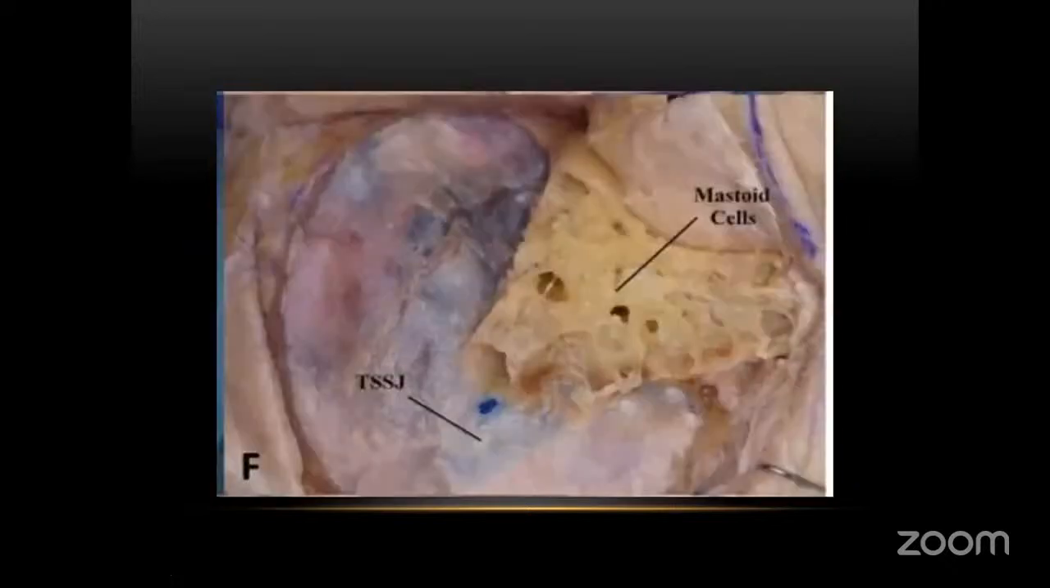Where do we have to stop? Till here, when we are seeing the mastoid cells. With the help of the drill, you have to cut down the bone, then the mastoid cells are there, and then we have to stop here. Why stop? Because we have to see the three structures here, and we have to see if there is any CSF leakage or not.